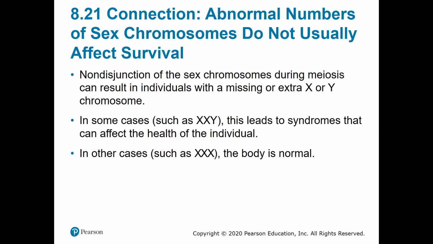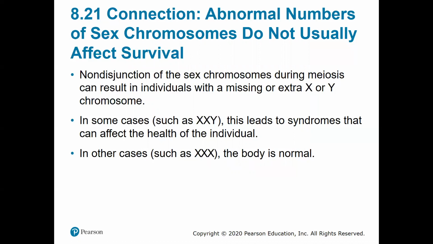So trisomy is just one example. There are other examples where you can have changes or alterations in the sex chromosomes. Abnormal numbers of the sex chromosomes don't usually affect survival, compared to, say, some of the changes you would see in some of the autosomes, like chromosomes 1 through 5.